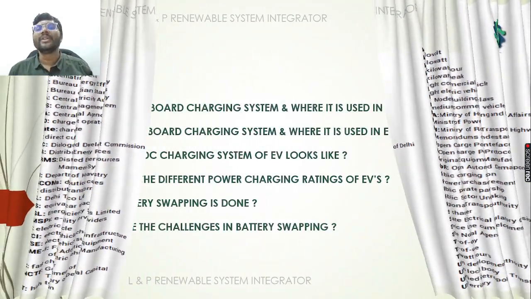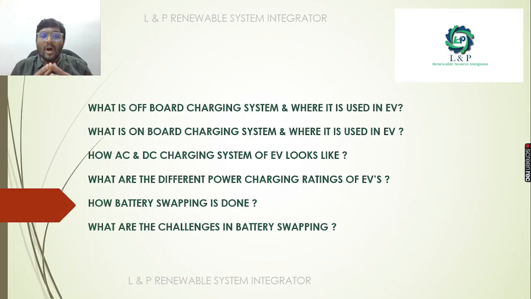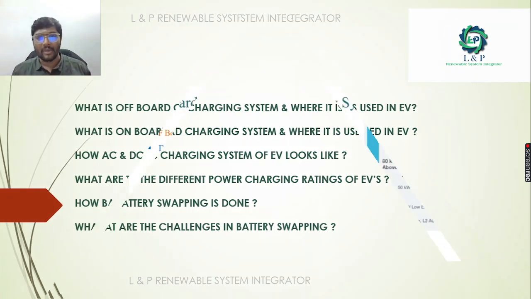What are the things that we are going to discuss in today's session? We will discuss what the off-board charging system is and where it is used in electric vehicles, what the on-board system is and where it is used in electric vehicles, how AC and DC charging systems of an electric vehicle look like, what the different power charging ratings of an electric vehicle are, how battery swapping is done, and what the challenges in battery swapping are.